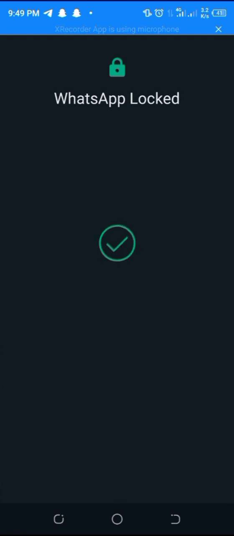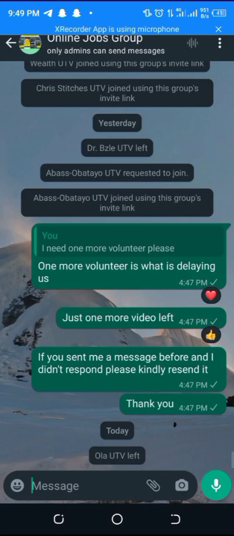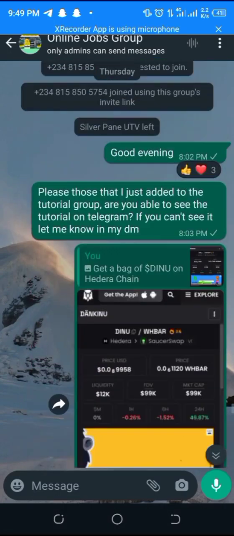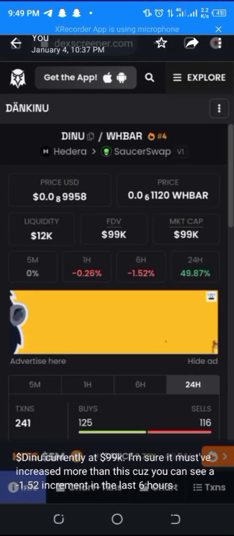As at when I dropped the coin, this is the screenshot again. You can see the market cap here. It was 99k market cap. The liquidity was 12k. The fully diluted valuation is 99k. Now the market cap is what I usually concentrate on. So as and when I dropped it, the market cap was 99k.